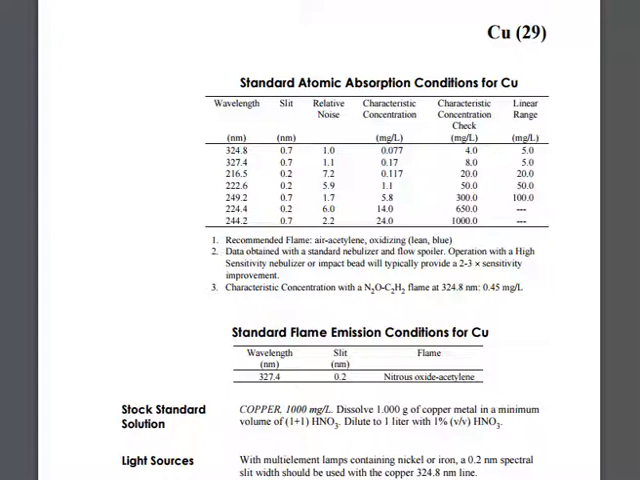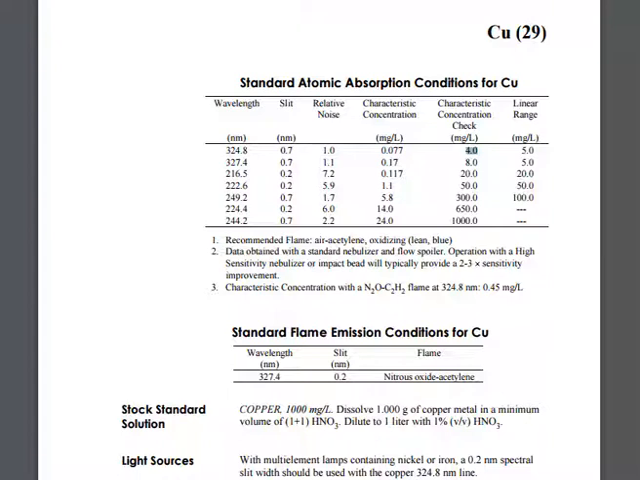So here is the cookbook page for copper. And copper is just like aluminum. The setup is the same at least. So it gives me a primary wavelength. It gives me the slit width that goes with that wavelength. And it gives me the calibration check. So for this instrument, the calibration check is a 4 part per million. And that 4 part per million should give me a certain absorbance value.